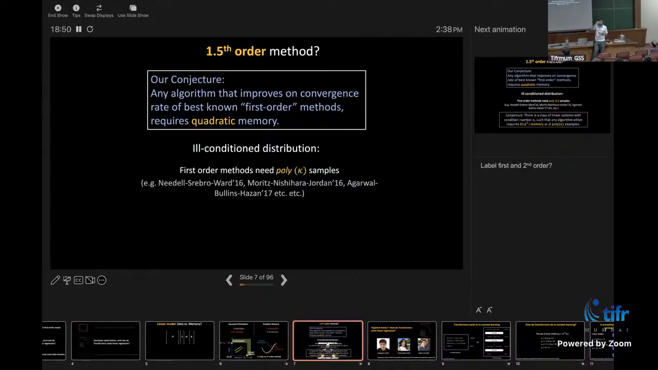And an instance where this gap is large is for ill-conditioned distributions, where first order methods suffer from a convergence rate which depends polynomially on the condition number of the problem, which is just the ratio of the largest to the smallest eigenvalue. Whereas second order methods can get a much faster convergence rate because they exploit the Hessian or second derivative information, and they can use that to correct for the curvature and make the problem nicely behaved.